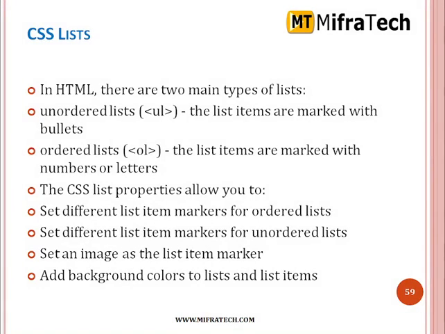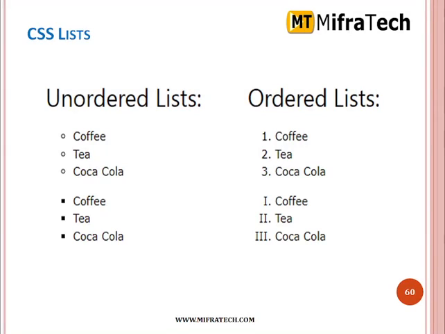Lists. You can see the HTML ordered and unordered lists; we have explained them in the HTML session. In HTML, there are two main types of lists, ordered and unordered lists. The CSS list properties allow you to set a different list item marker for ordered lists, set a different list item marker for unordered lists, set an image as a list item marker, and add background color to the list and the list items.